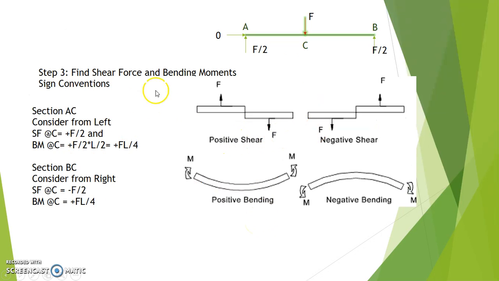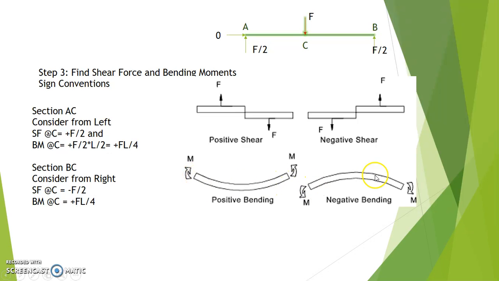Now the major thing is finding shear force and bending moments. Remember, there is one sign convention. Whenever you are approaching from the left, consider upward force as positive shear and downward force as negative shear. Whenever you are approaching from the left, upward is positive while downward is negative. When you are approaching from the right, downward becomes positive and upward becomes negative. So remember any one of the diagrams, and you can deduce the other one.